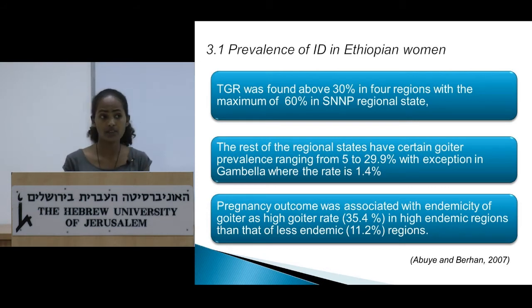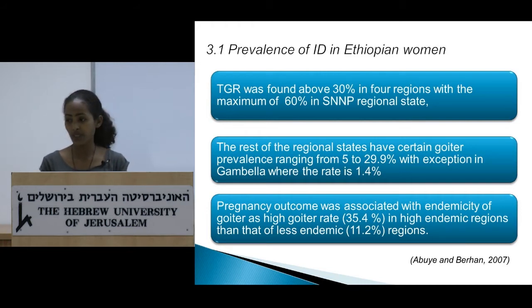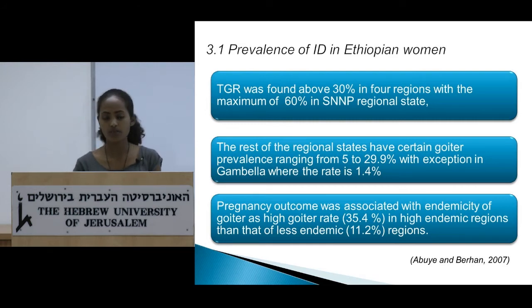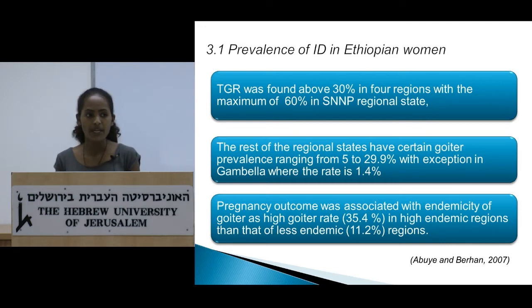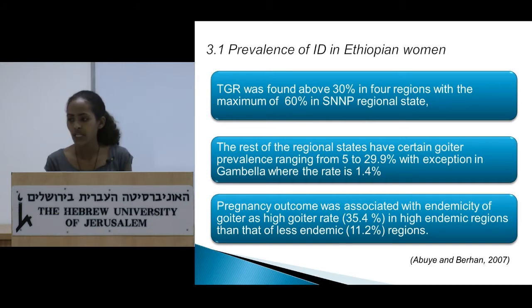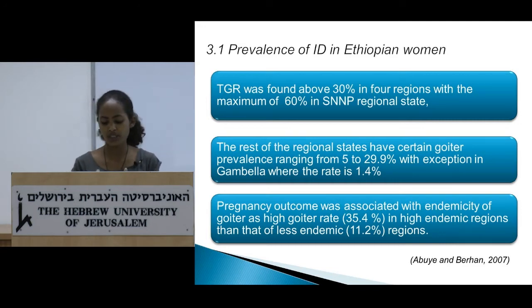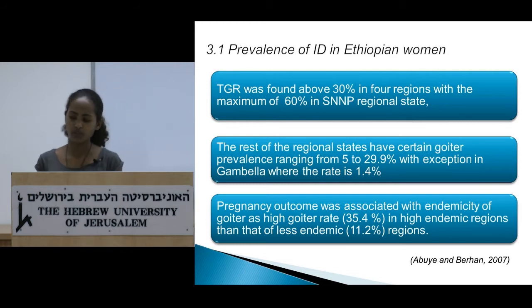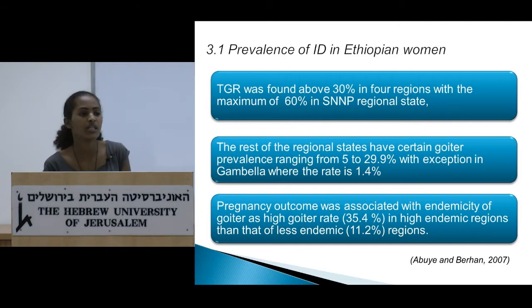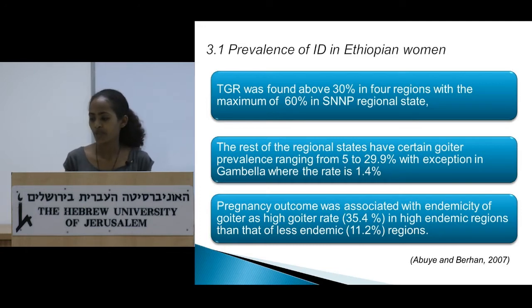This was a national survey. Among the 9 regions, in 4 regions it was found above 30%, and up to 60% in the southern part of the country. The remaining regional states had goiter prevalence ranging from 5 to 29.9%, with the exception of only one region, which was in the normal range, with a goiter prevalence rate of 1.4%. That means it was below 5%. 5% is the cutoff point for goiter prevalence in a population.